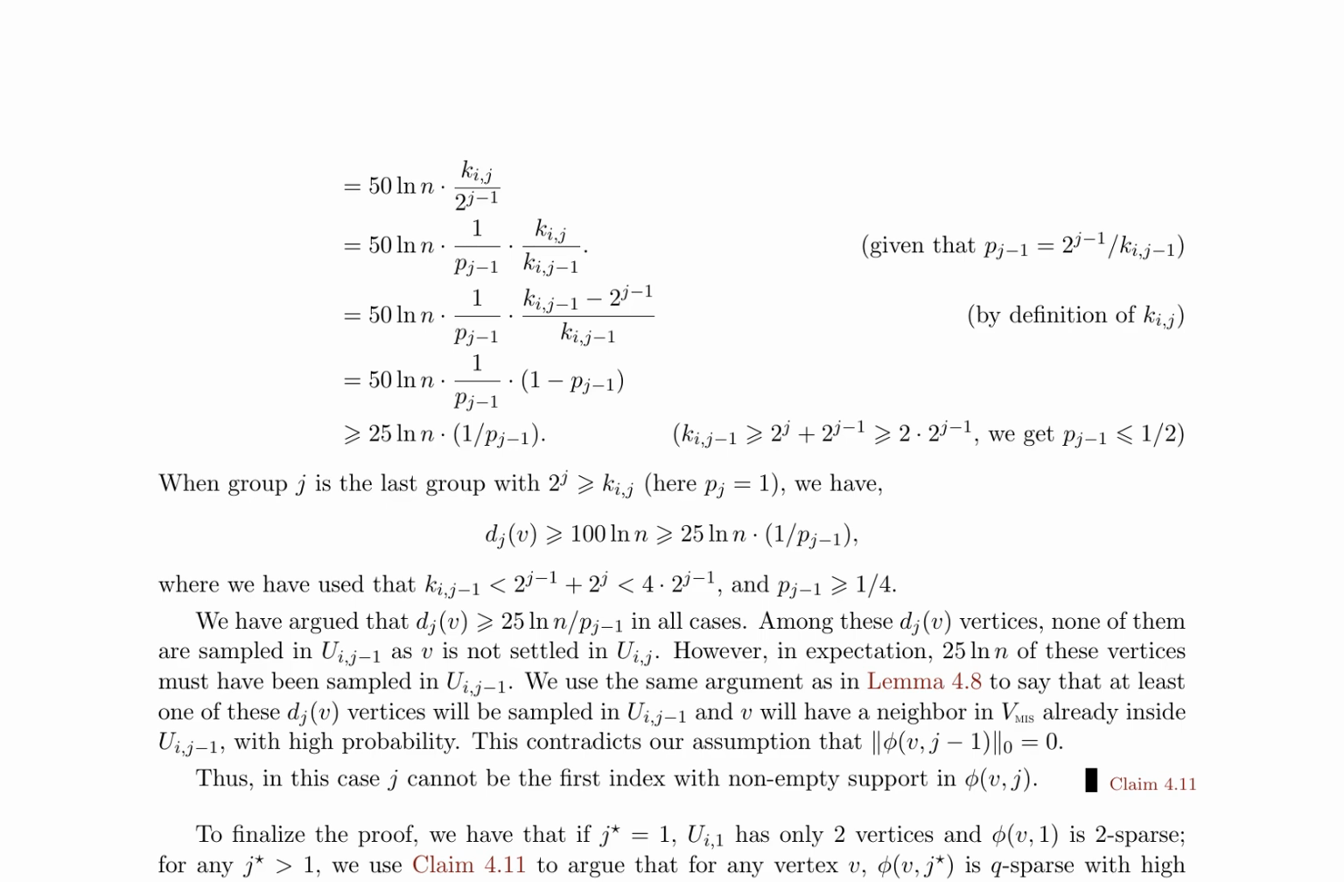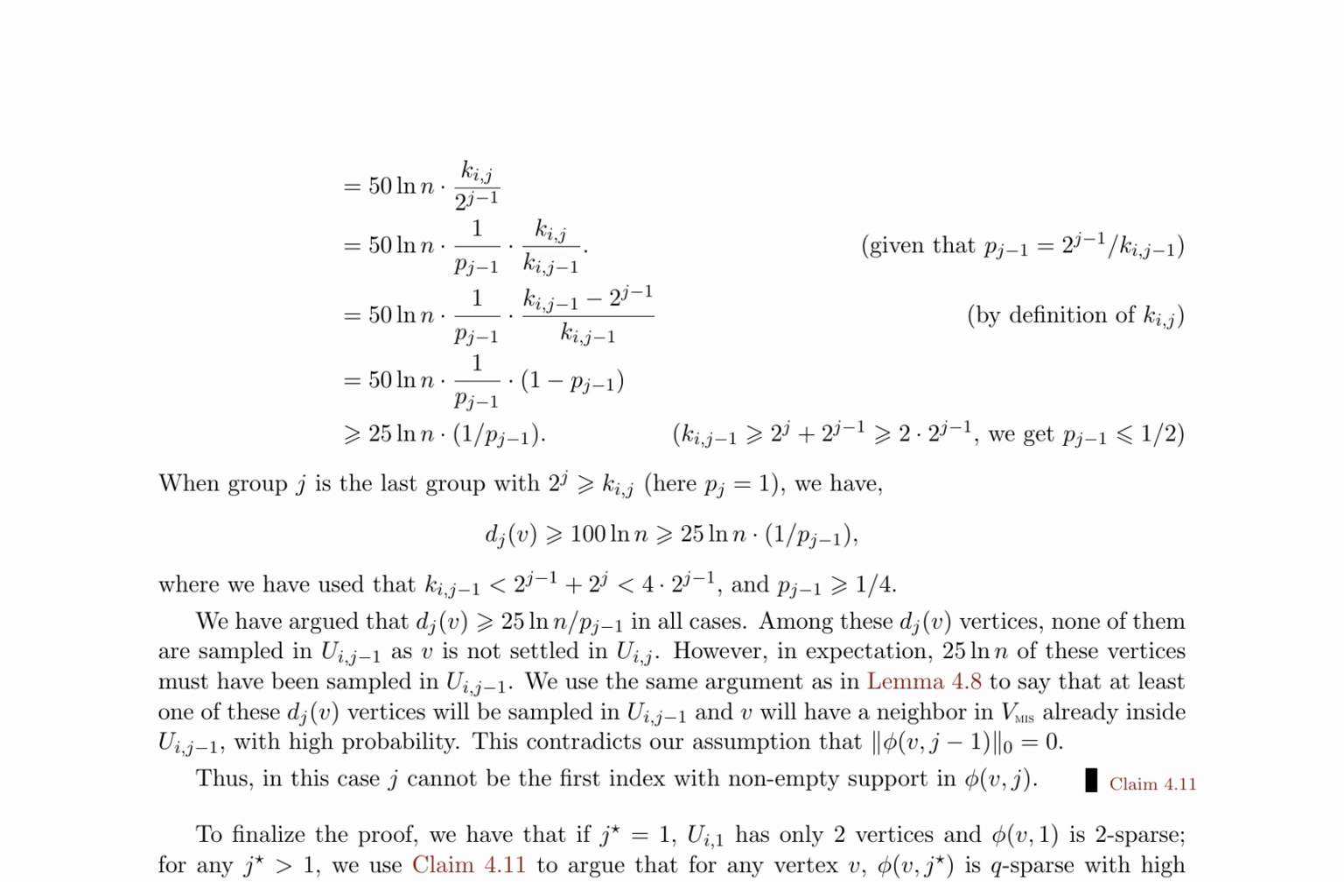Using a similar argument as in Lemma 4.8, they conclude that at least one of these d_j(V) vertices will be sampled in U_{I,j+1}, and V will have a neighbor in V_MIS already inside U_{I,j+1}, with high probability. This contradicts the assumption that ||phi_{V,j+1}|| equals 0. And thus j cannot be the first index with non-empty support in phi_{V,j}.